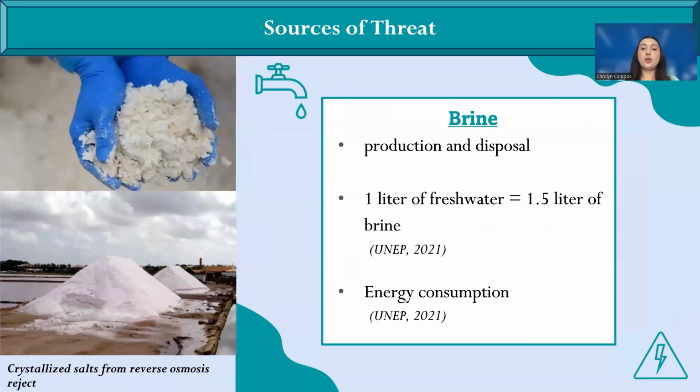This solution for water security comes with a heavy environmental price, since the production process is energy intensive and creates a massive byproduct problem. So for every 1 liter of fresh water produced, 1.5 liters of hypersaline brine is produced.